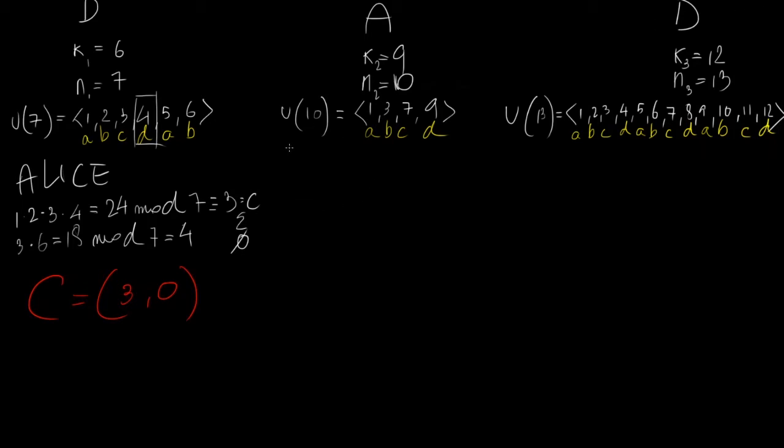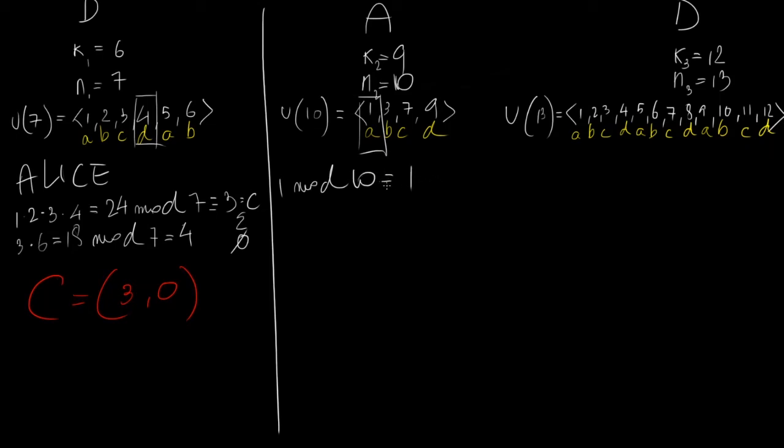Let's go with the second one. Let me try to draw a line. Okay. Second one, the letter A. Here we also have only one choice, so our c is going to be 1. In fact, 1 times 1 is 1, mod 10 equals 1, and this is going to be again our little c.